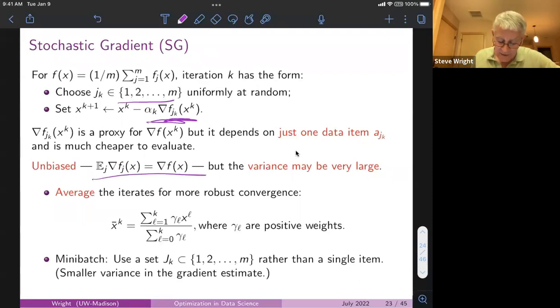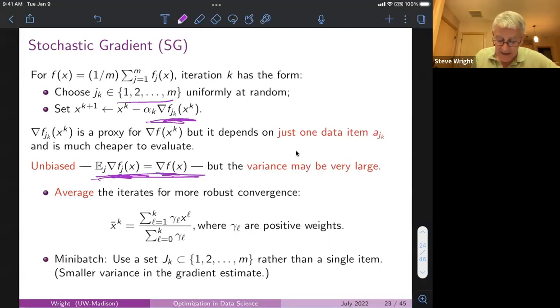Now it's unbiased because I made a random choice of term in the sum. It's easy to see that the expectation of the gradient that I've selected is equal to the average, okay? So it's an unbiased estimate of the gradient, but its variance might be very large. The individual terms in this sum of gradients might be very different from each other. And so there is a little bit of information in this step, but there's also a lot of noise.